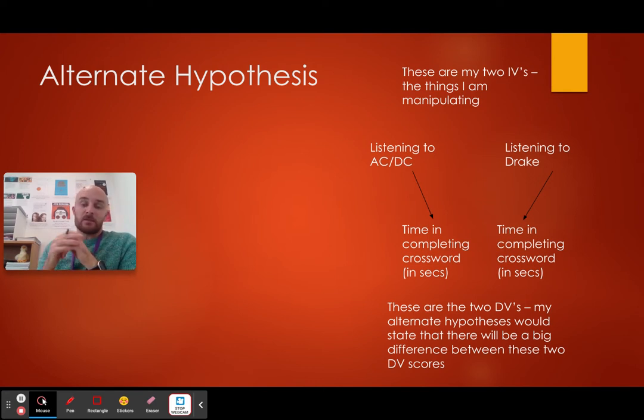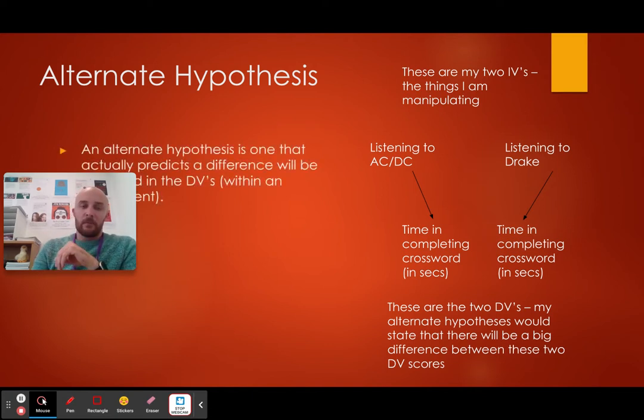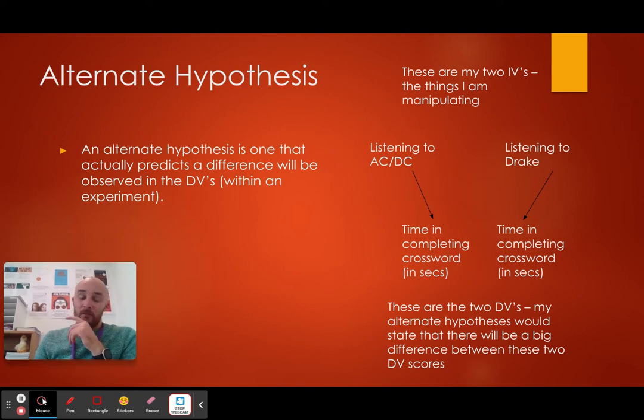My DV, remember DVs are always numerical. I'm going to measure the time in completing crossword, and in brackets in seconds, and it's that in seconds that makes it numerical, by the way. So you have to make sure you include that. My alternate hypothesis would be that there is going to be a difference. There is going to be a difference between AC/DC and Drake.